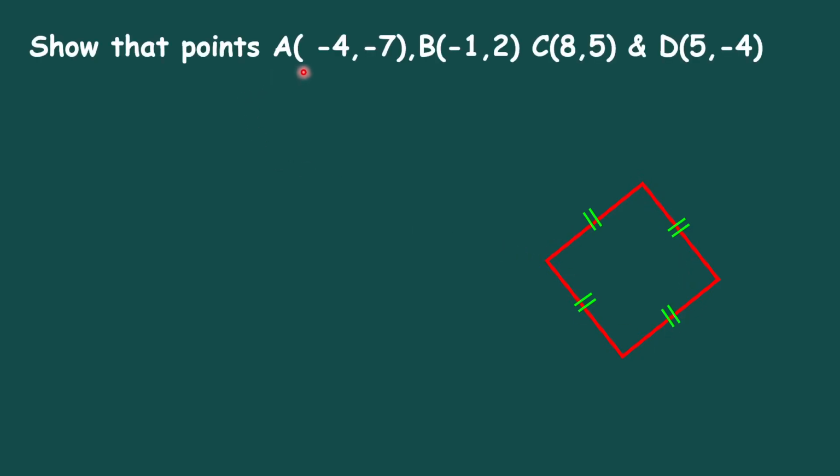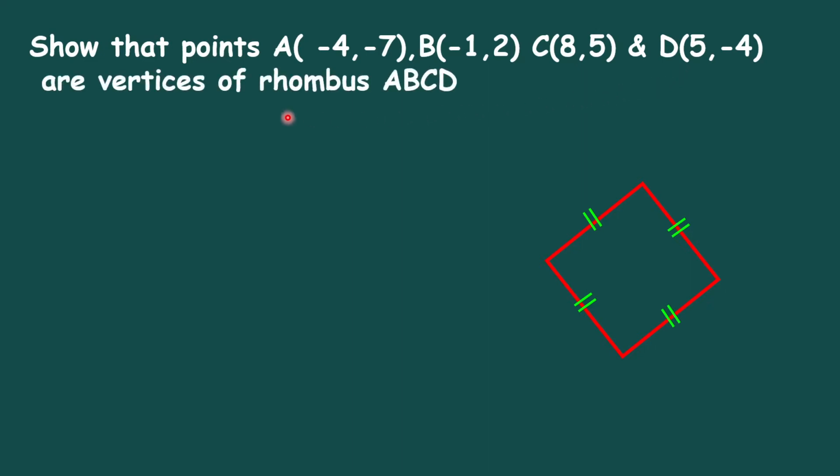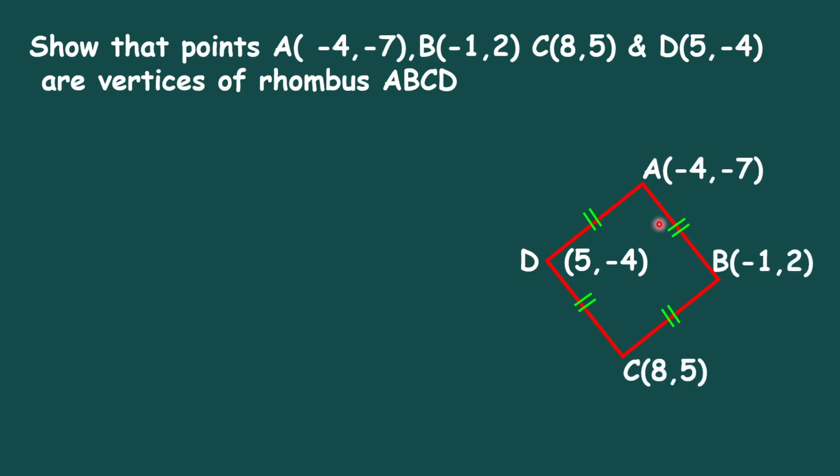Show that the points A having coordinates (-4, -7), B having coordinates (-1, 2), C having coordinates (8, 5), and D having coordinates (5, -4) are vertices of rhombus ABCD. To show the quadrilateral ABCD is a rhombus, we have to show that all its sides are congruent: AB is congruent to BC, is congruent to CD, is congruent to AD. Therefore, we have to find the distances AB, BC, CD and AD.